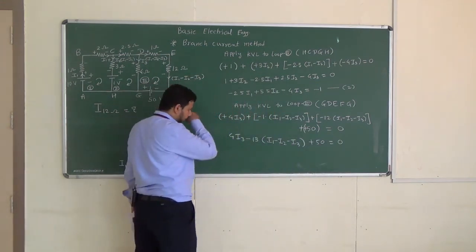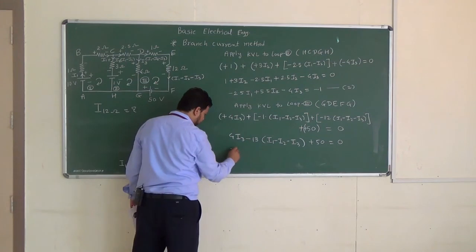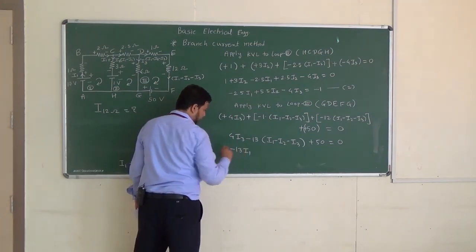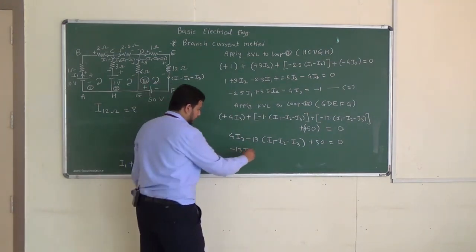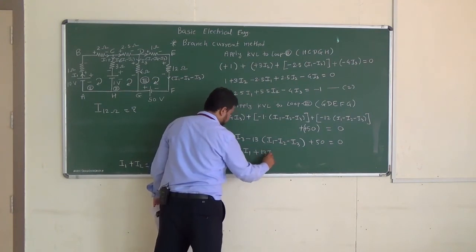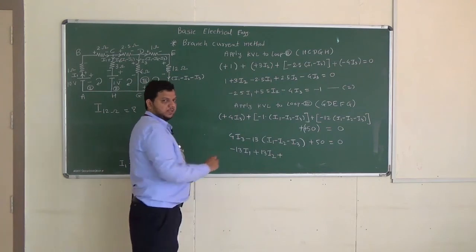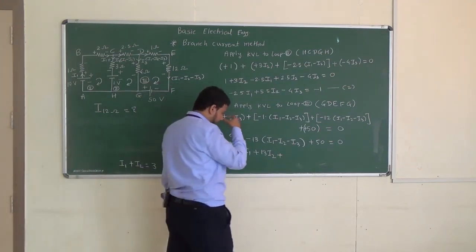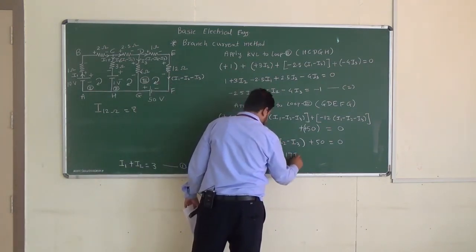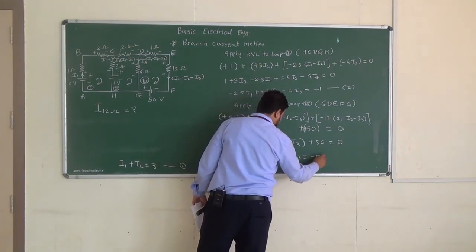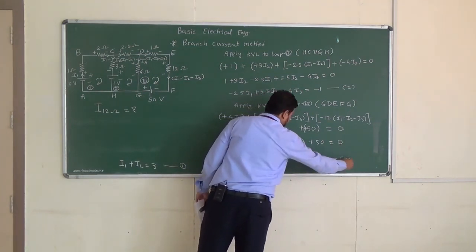Again we will simplify this bracket, so it will be minus 13 I1, then plus 13 I2, plus 13 I3 plus 4 I3, so it will be 17 I3 equal to minus 50. This is equation number 3.